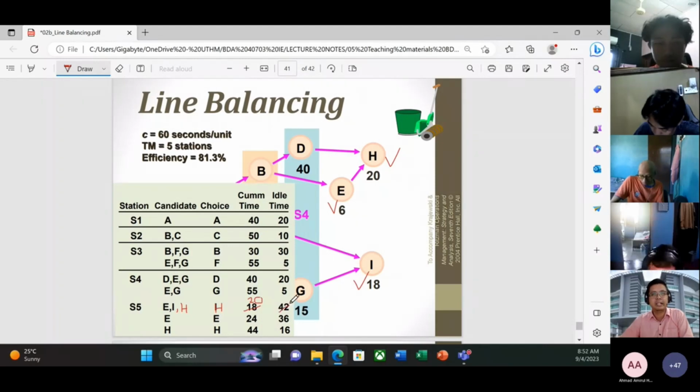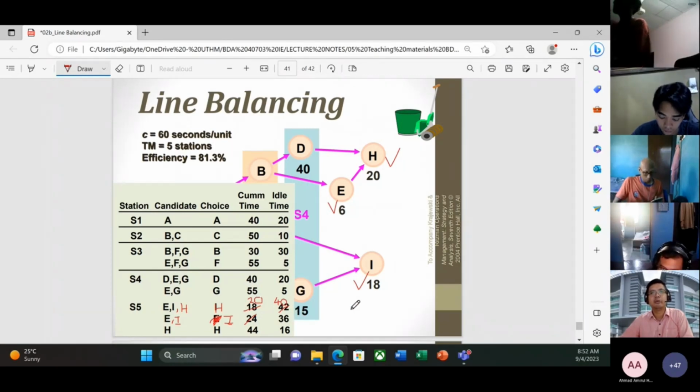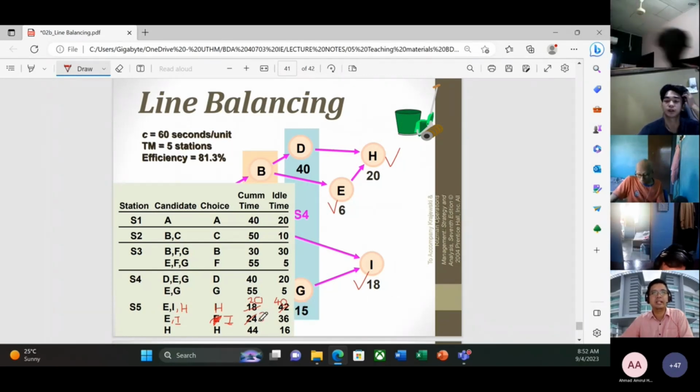So how do you calculate the idle time? We have here 60 minus 20. So we'll get 40 here. So what do we have left here, E and I. In between E and I, which one will be the highest? I, for example. So I will be 18. Right. 20 plus 18, so we will get 38.